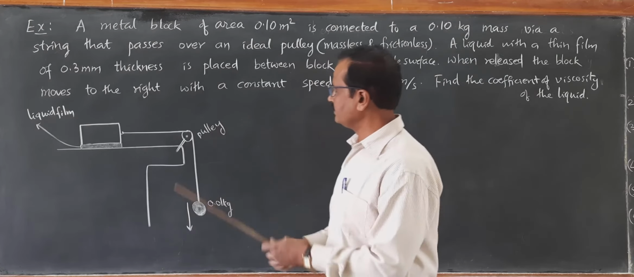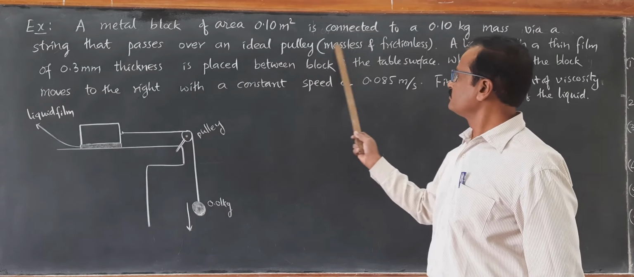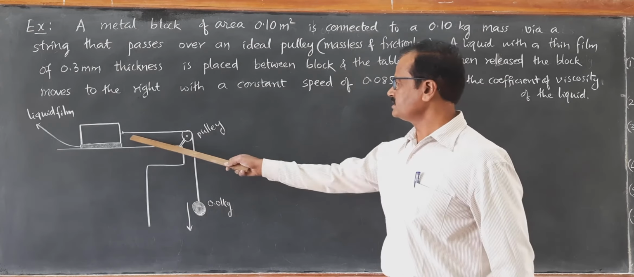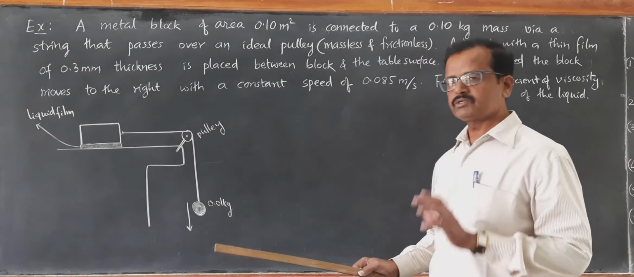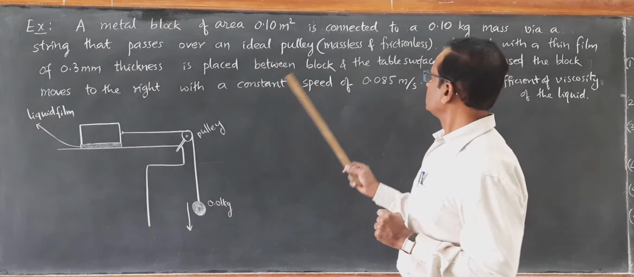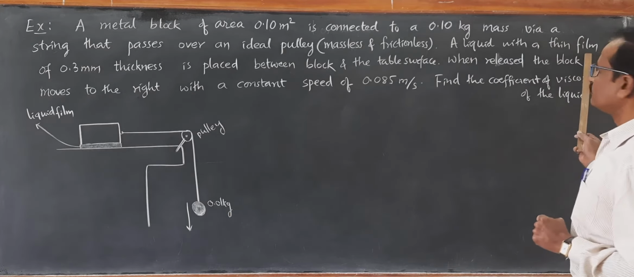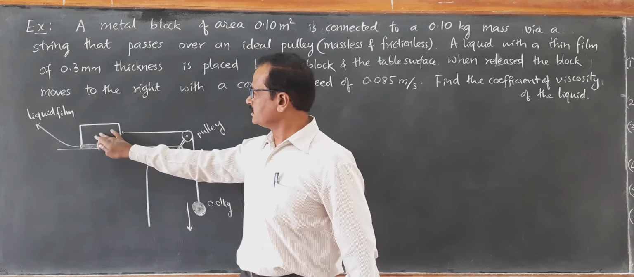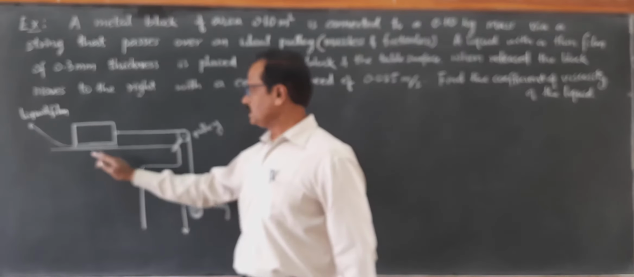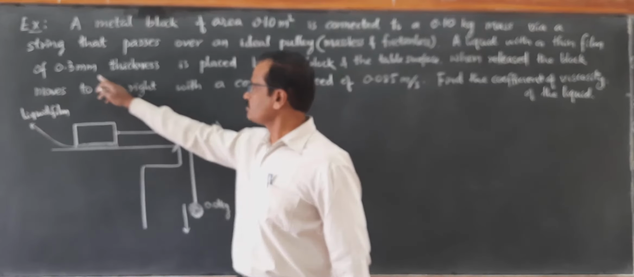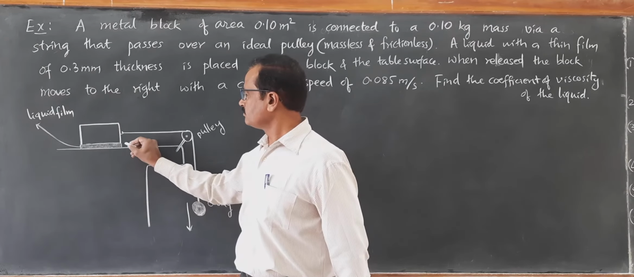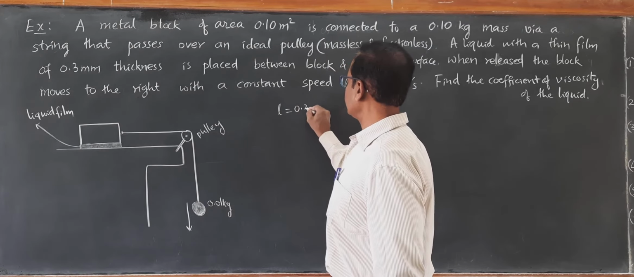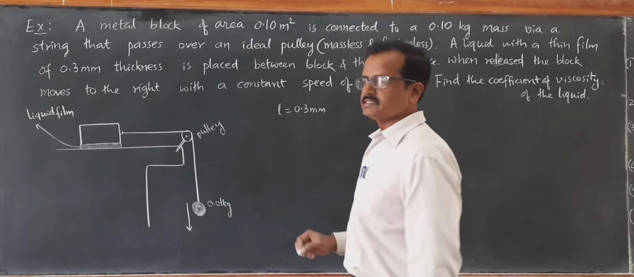It is an ideal pulley, which means it is considered to be massless and frictionless. With the help of a string, it is connected to a 0.01 kg mass. A liquid with a thin film of about 0.3 mm thickness lies between the block surface and the table surface. You can take L equal to 0.3 mm thickness.